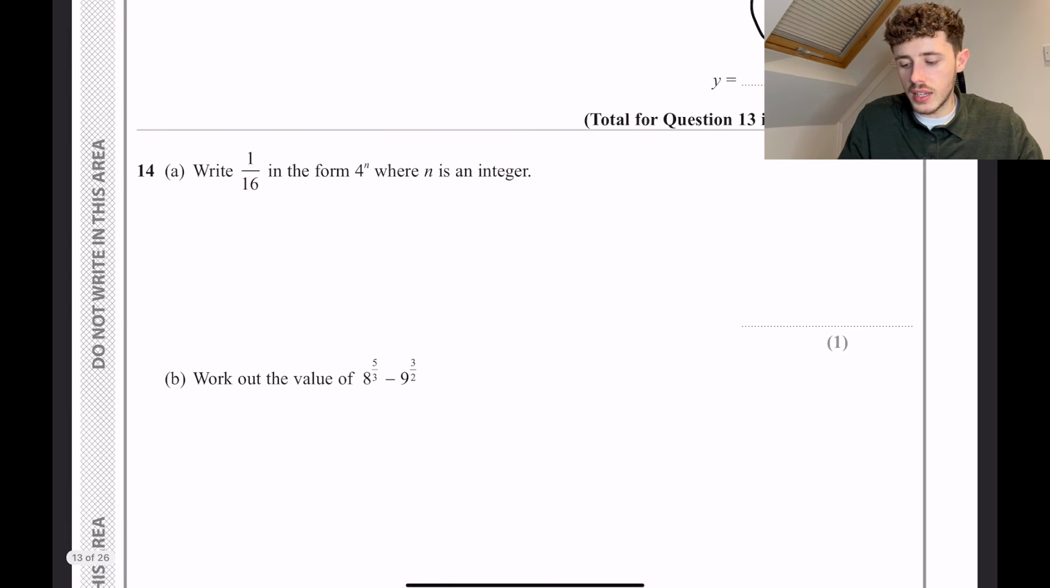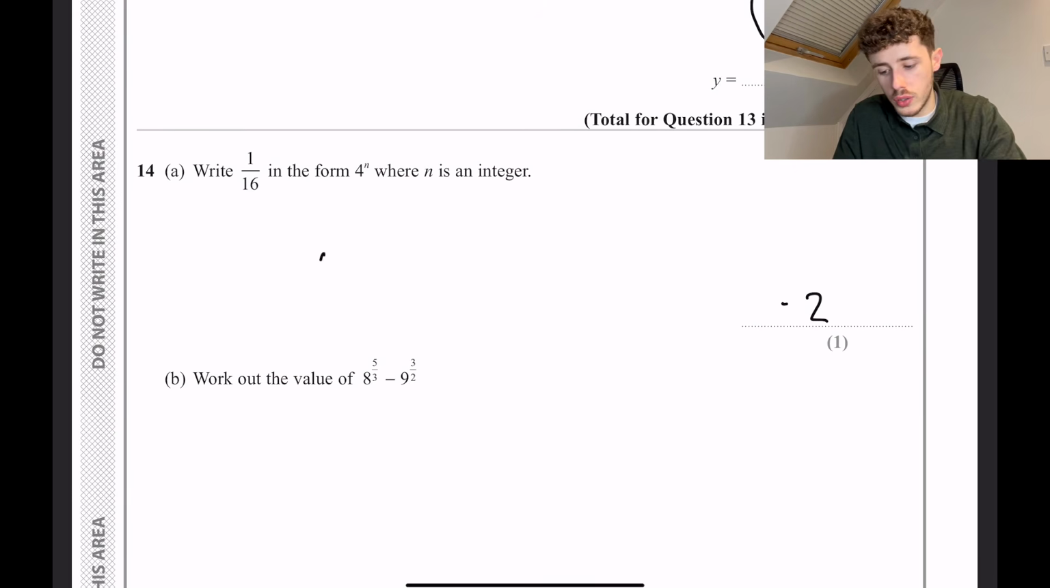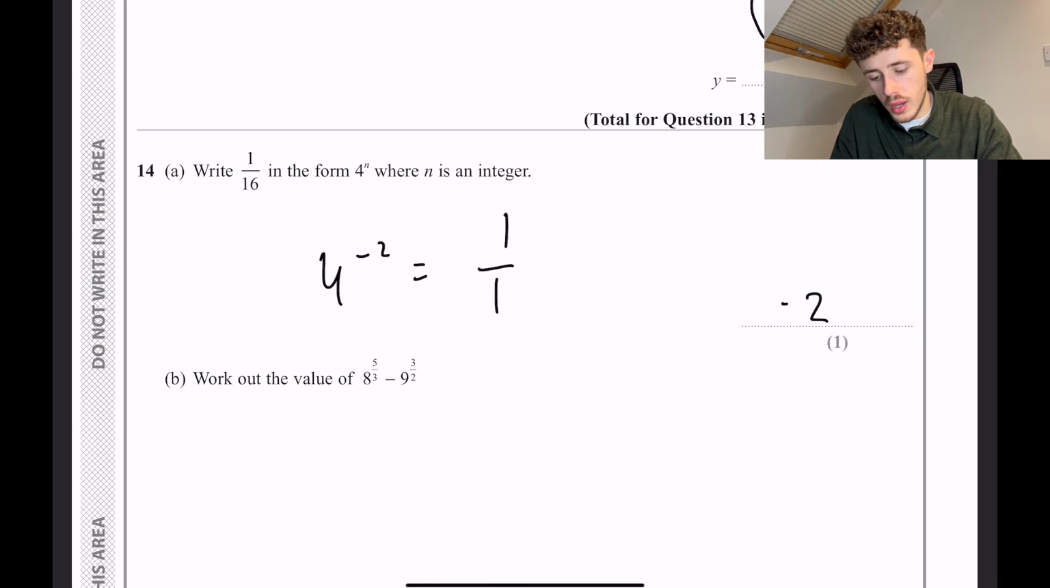Write 1 over 16 in the form 4 to the power of n, where n is an integer. Because this is a fraction, it's going to have to be a negative integer. And because it's 16 on the bottom, that number is going to have to be minus 2. So 4 to the power of minus 2 is equal to 1 over 16.